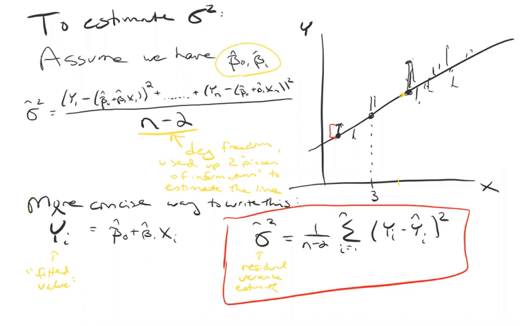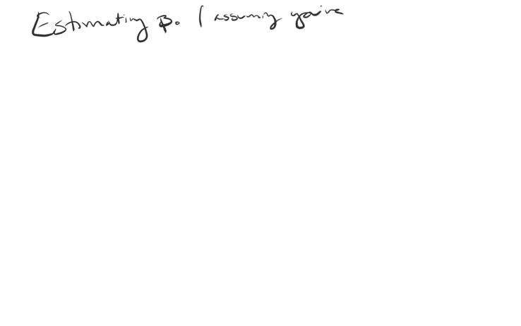Okay, so we have accomplished 1/3 of our goal. We've talked about how you would actually use a data set to estimate one of the parameters, in particular sigma squared, but only if you've already estimated the intercept and slope. So now, what if we're trying to estimate the intercept, assuming you've already estimated the slope? So you already have beta 1 hat.